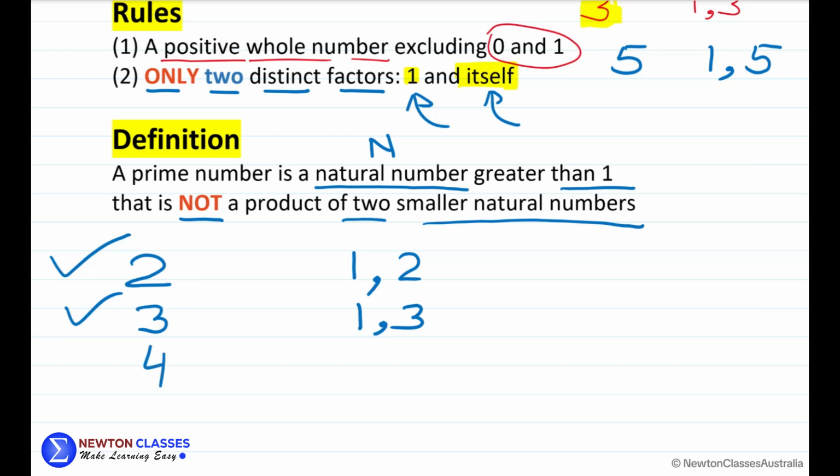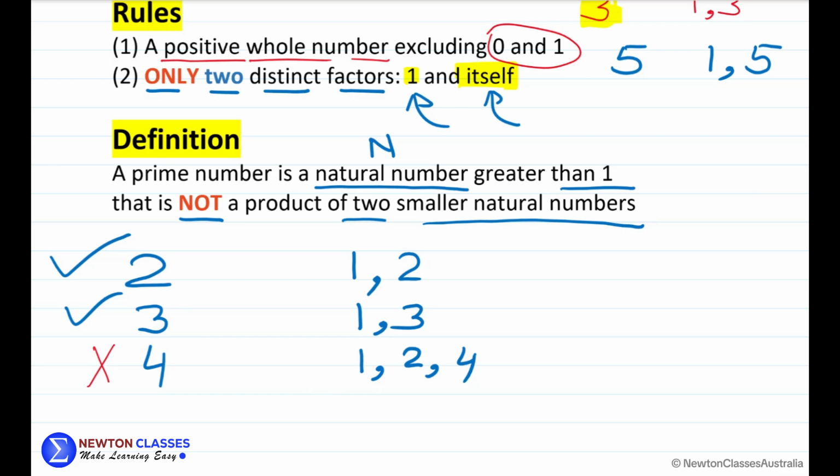Let us move to 4. 4 has multiple factors. Why? I can divide 4 by 1, by 2, and by 4. So it means there are 3 factors. Therefore, 4 is not a prime number.